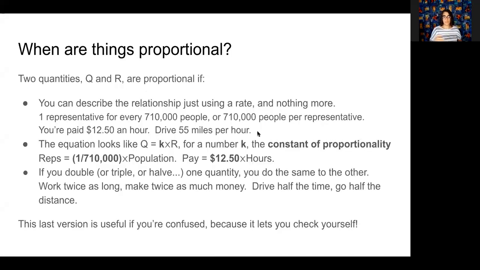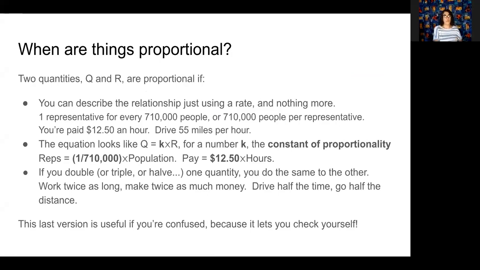So that's a basic question. So we have two quantities, Q and R. So this could be population and number of seats in the House of Representatives. It could be population and number of electoral college votes, or any number of other things. And how do you know if they're proportional? They're proportional if you can describe the equation just using a rate and nothing more. There's one representative to every 710,000 people, or 710,000 people per representative.